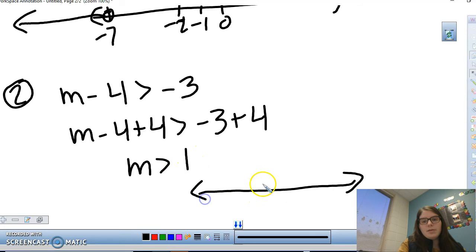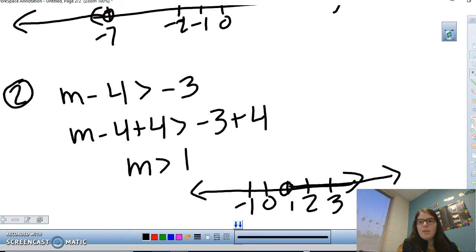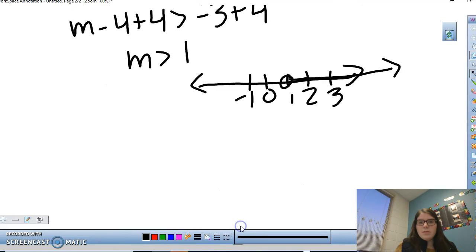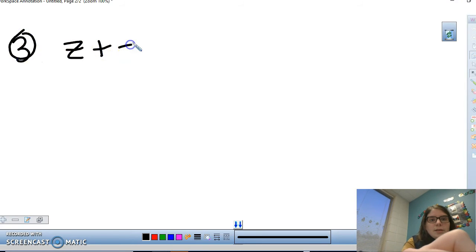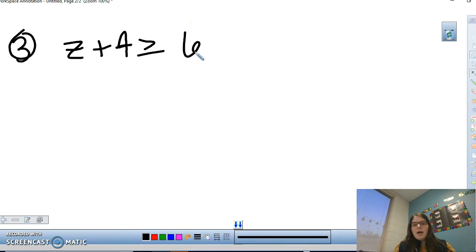So when I go to graph it, I have 0, 1, negative 1, 2, 3. It would be an open circle at 1, and it's greater than, so it would be this way. All right, number 3. Say we have z plus 4 is greater than or equal to 6. I want you to pause this and try this problem again. Again, z plus 4 is greater than or equal to 6. So pause it now. Once you have it finished, then click play and we'll go through it together.